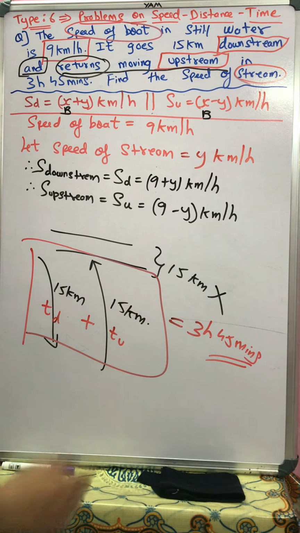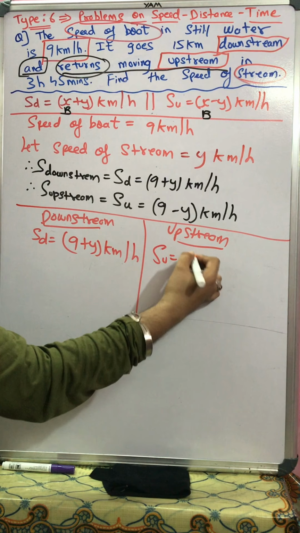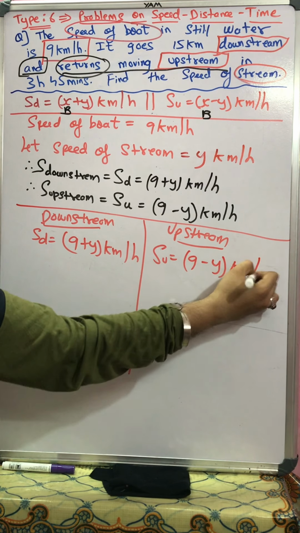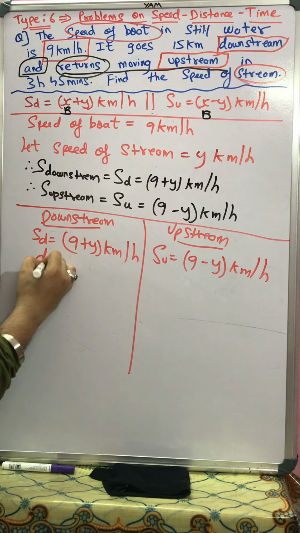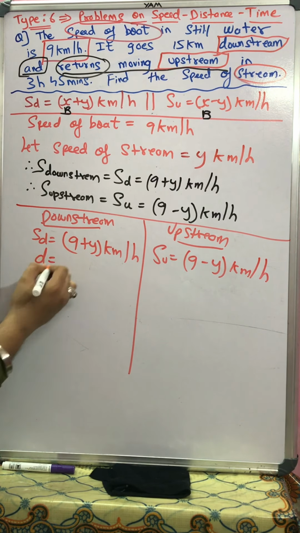I'll start with both the cases a little bit fast. Okay, now speed of downstream, S subscript D, is how much? We wrote speed of downstream is 9 plus y kilometer per hour. Speed of upstream, we wrote here, is how much? 9 minus y, kilometer per hour. Distance covered, I will not write subscript D or U, because distance covered is the same. What is the distance? It's given to us, 15 kilometers. So 15 kilometers here also, 15 kilometers here also.